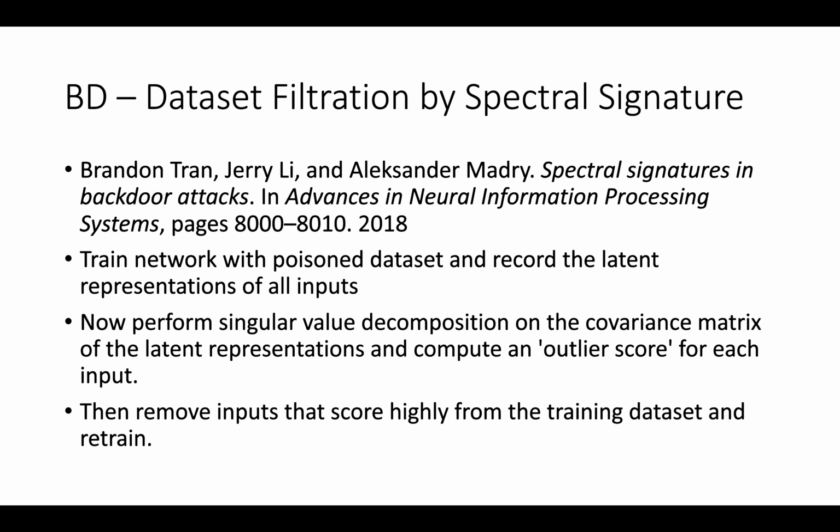So now on to one of the dataset filtration methods. This is by spectral signatures. For this, we train the network with a poisoned dataset, so we don't need to know which subset is clean. We train the network on a poisoned dataset and record latent representations of all inputs, and then perform singular value decomposition on the covariance matrix of the latent representations, so we get an outlier score for every input. Then we look at inputs that are outliers and just remove them from our training dataset and retrain. And that, in theory, would remove poisoned inputs from our dataset.